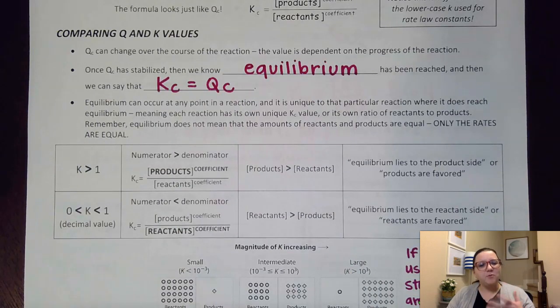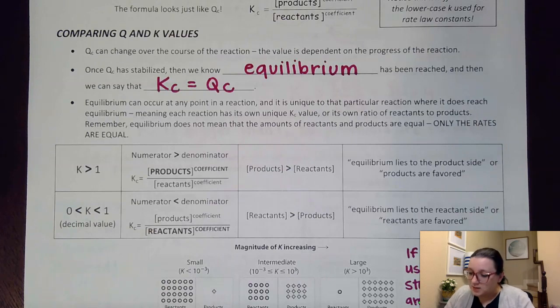And so at that ratio, you might have more reactants or you might have more products. It just depends on the specific reaction you have. And so depending on if you have more or less of one or the other, that can affect what value you have for that ratio at equilibrium.